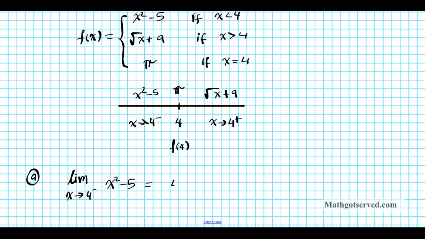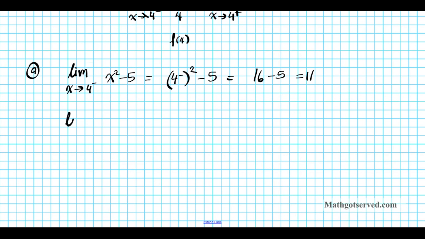So plug in 4 from the left, square minus 5. That's the same thing as 16 minus 5. Directionality is not really relevant here. So 16 minus 5 is 11. Okay? Now, from the right, we're going to compute the limit as x approaches 4 from the right of the square root of x plus 9, which equals the square root of 4 from the right plus 9. Okay, square root of 4 is 2 plus 9 equals 11.